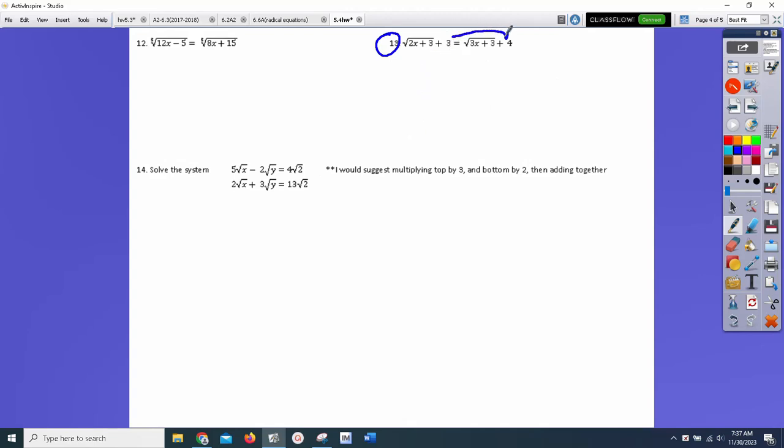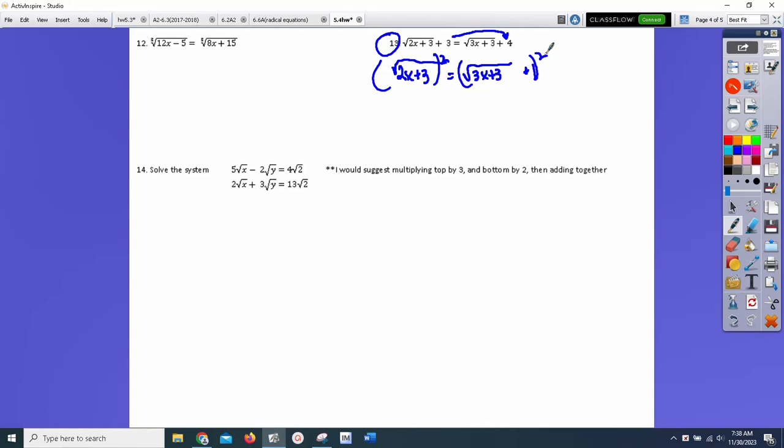13 is going to be a little more work. I'm going to isolate the left-hand radical. You can isolate either one of them. Why I chose the left-hand radical, couldn't tell you. It just felt right to me. And now I'm going to square both sides. And here's where it gets fun.